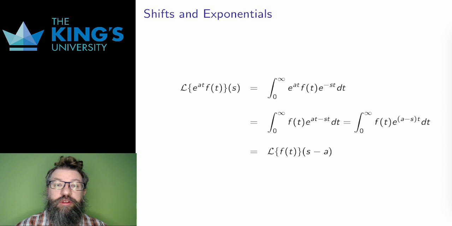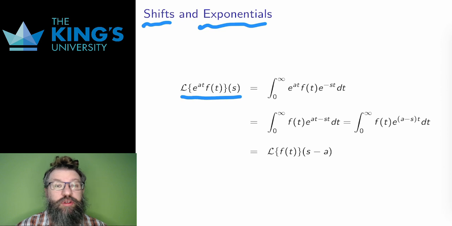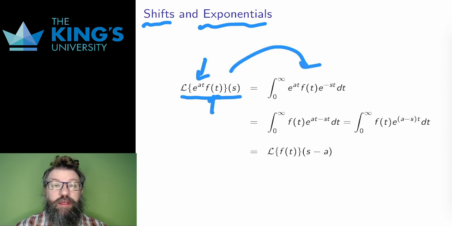The next set of properties are all going to be very important for the mechanics of solving a differential equation. They involve multiplications by exponentials and domain shifts. Here's the first property. If I have a function and multiply by an exponential in the t-domain, the result is almost the same function in the s-domain, just shifted by a, where a is the exponential growth or decay coefficient that I multiplied by.